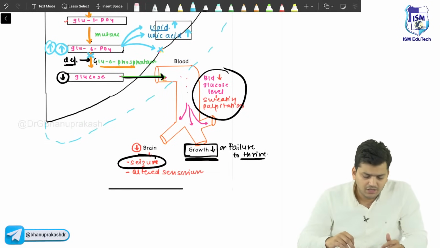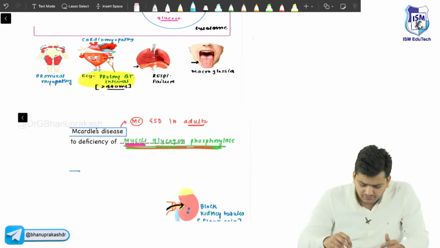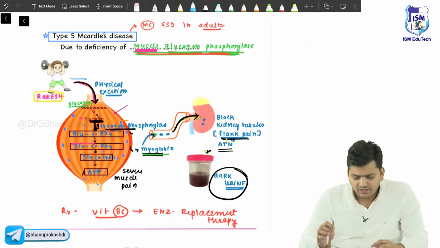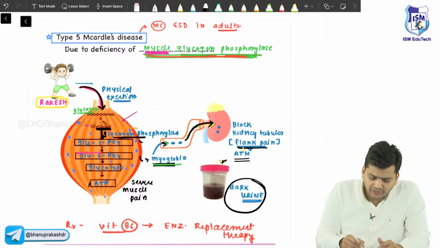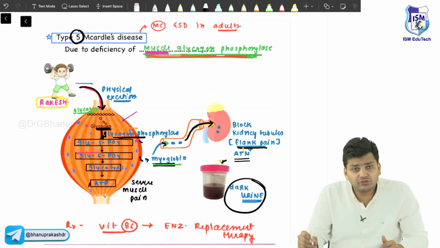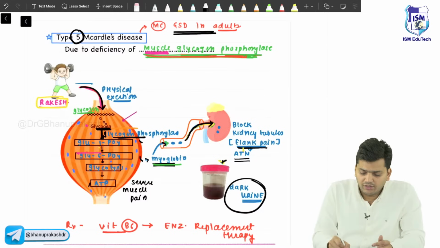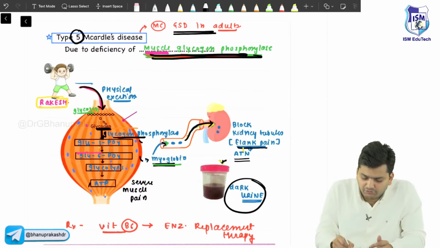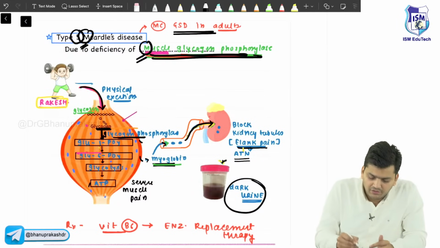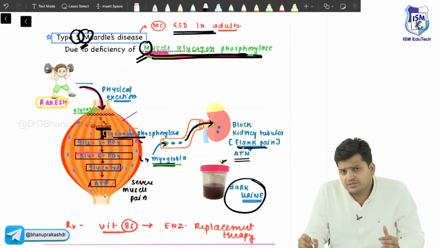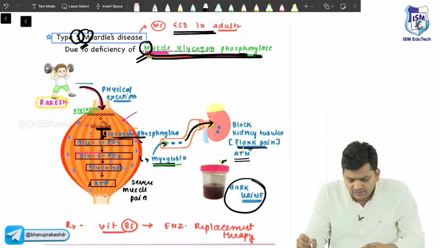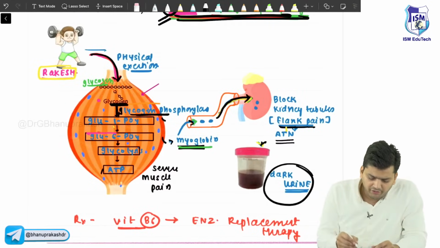Done. Now coming to McArdle's disease. McArdle's disease is the type 5 glycogen storage disease. This is the most common glycogen storage disease in adults. It is due to deficiency of the enzyme muscle glycogen phosphorylase. M for McArdle, deficiency of muscle glycogen phosphorylase. See here how the patient is going to present. Let's say, for example, there is a boy, Rakesh.